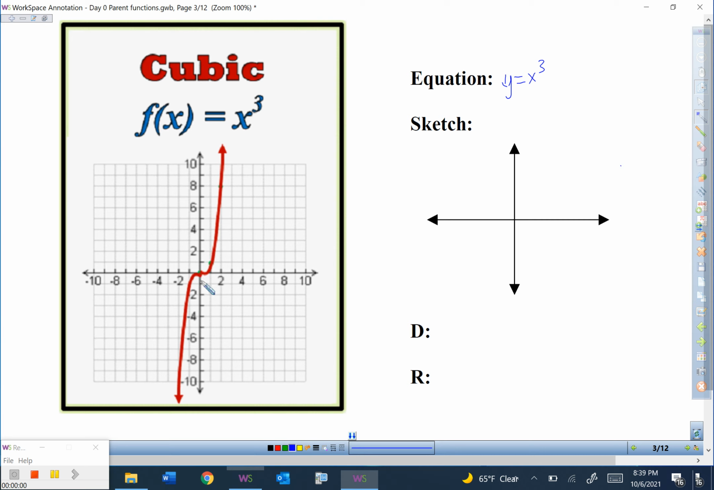What's different for this shape is as you go to the left, when you cube a negative number, it stays negative. Negative times negative times negative. Whereas with the parabola, it switches. Okay, so we're going to start low, make a little snake shape going through the origin, and end high. Put a point on (0, 0) for me. Because we go all the way through the graph, domain and range are both all real numbers again.